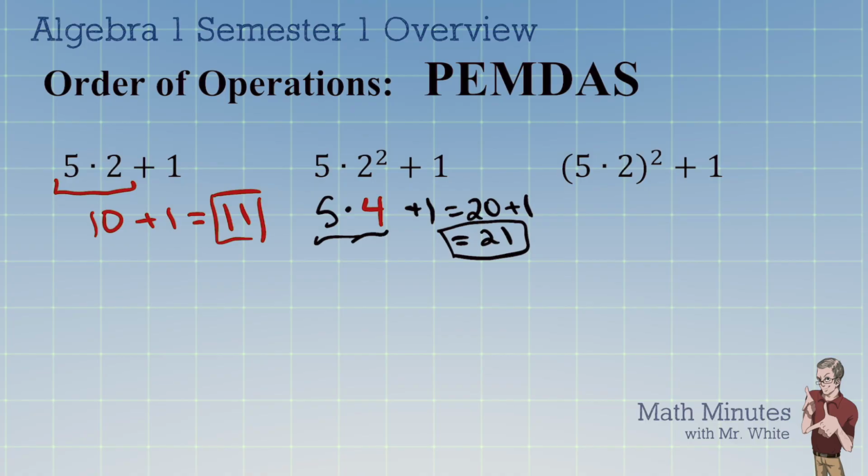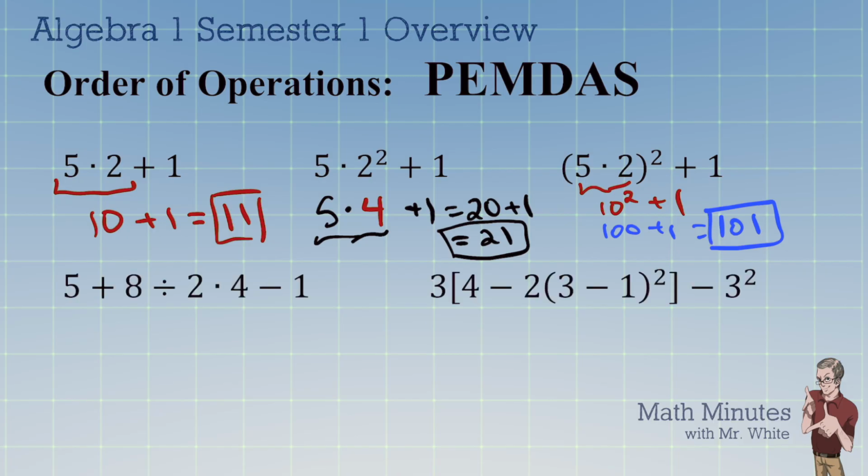Now on this third one, I put some parentheses there. So those are grouping symbols. So we jump inside the parentheses. 5 times 2 is 10. Okay, and then the next step would be, we're done doing parentheses, so are there any exponents? Yes, and what is the base there? A 10. So 10 squared is 100. 100 plus 1 is 101. So that would be the answer to the third one.